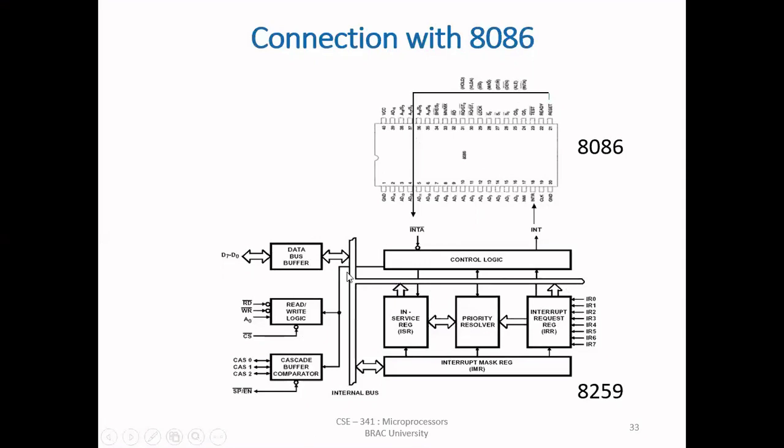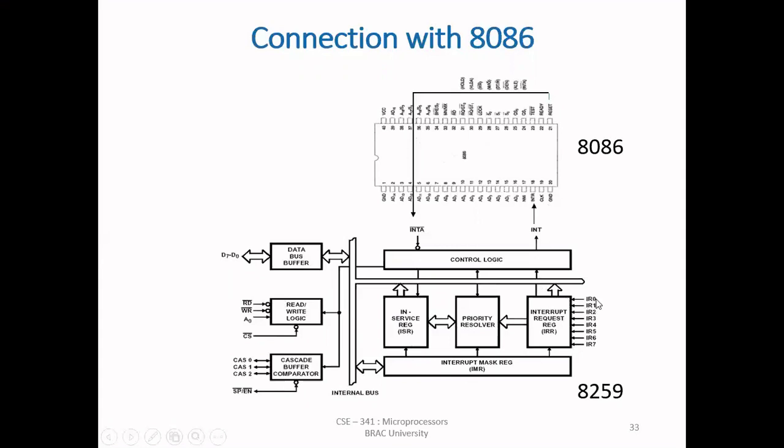At this point, the question that may occur to you is what happens if interrupt signals appear at, for example, IR2 and IR4 at the same time? What will happen then? In the fixed priority mode, which the 8259A is usually operated in, the answer to this question is quite simple.